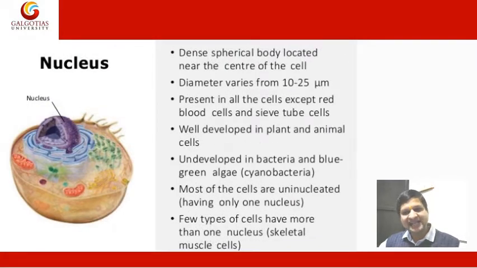Nucleus. It is a dense spherical body located near the center of the cell. Diameter varies from 10 to 25 micrometers. It is present in all cells except red blood cells and sieve tube cells. Well developed in plant and animal cells. Undeveloped in bacteria and blue-green algae, that is cyanobacteria. Most of the cells are uninucleated, having only one nucleus. Few types of cells have more than one nucleus, for example skeletal muscle cells.